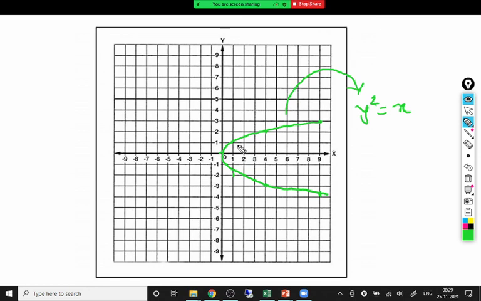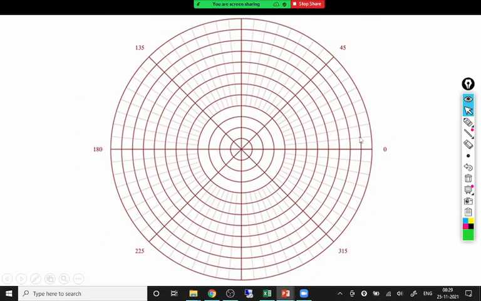Now, what are the polar curves first? These are the equations which are only in terms of r and theta. So let me show the polar graph paper first. The polar graph paper will look like this. This is the graph paper of polar curves.